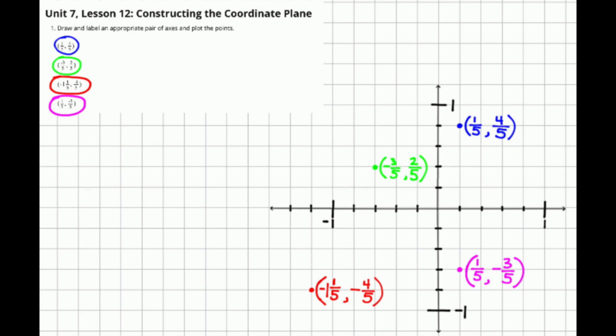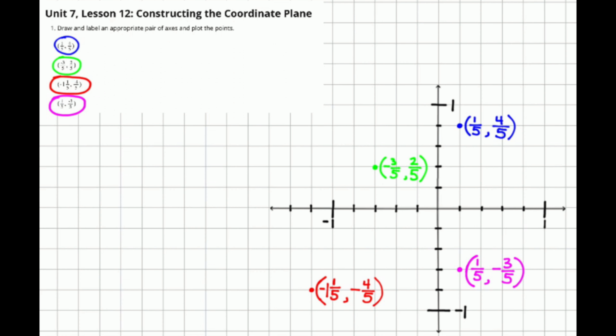For the first set of coordinates in blue, I moved along the x-axis to the right 1/5, which would be 1 of the squares, and then I went up 4/5, which would be 4 of the squares. And it's at that spot that I plotted the point for the first set of coordinates. For the second set of coordinates in green, I started at the origin, and I moved to the left 3/5, which would be 3 of the squares, and then I moved up 2/5, which would be 2 squares. And that's the location where I plotted my point for the second set of coordinates.